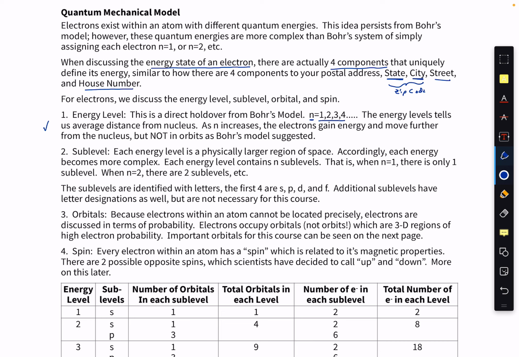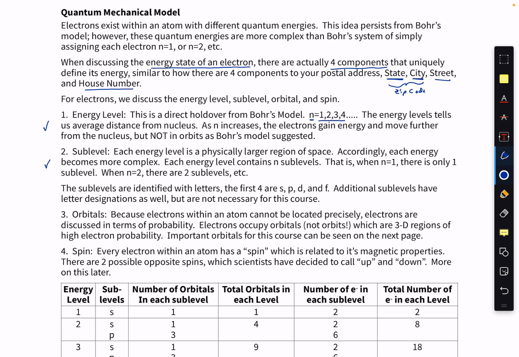And what this basically tells us is an average distance from the nucleus. So as n increases, the electrons are going to gain energy and move further from the nucleus, but not necessarily in these perfect orbits like Bohr's model suggests. So we're not going to draw pictures of exactly how far they are. But in general, an n equals 2 electron has more energy and on average is further from the nucleus than an n equals 1. The next component is the sublevel.